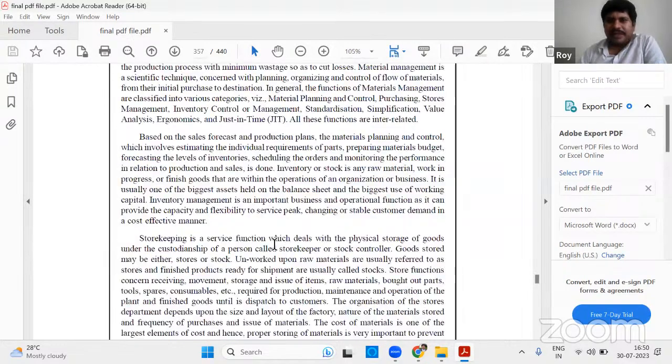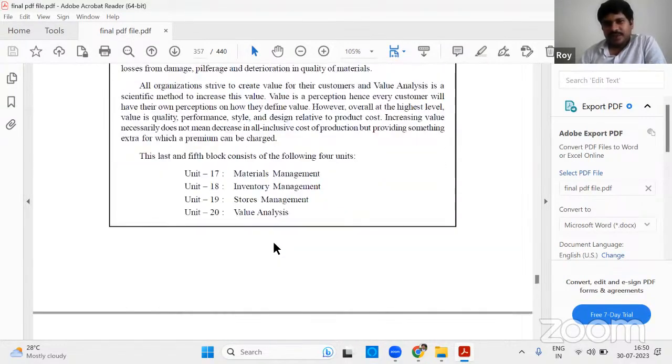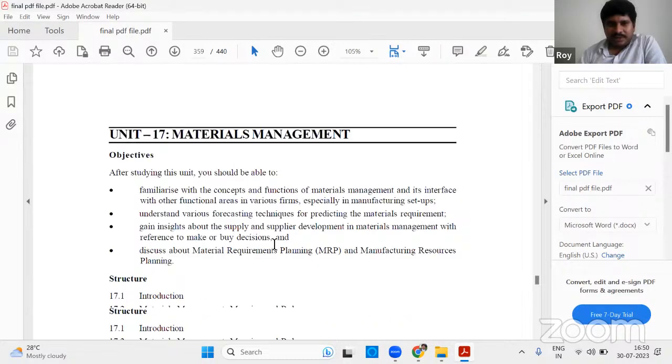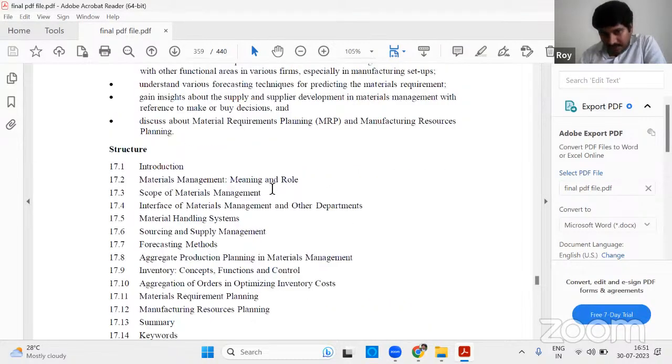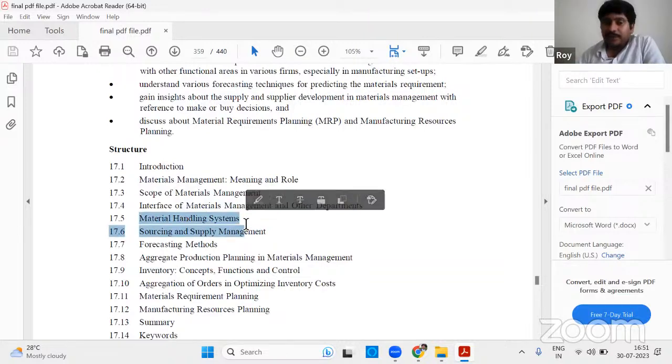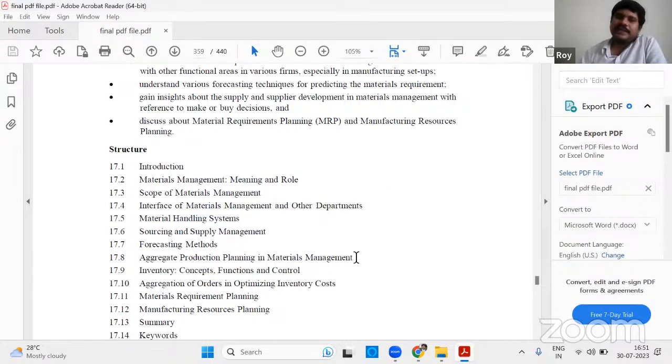Okay, next one, materials management. This is also easy to understand. This is also about the materials. What are materials? What is materials management? The scope, the material handling system. What are the equipments that you need? What are sourcing and supply management? Forecasting methods will also be there. Aggregate production planning and materials. Aggregate means an overall planning of that.